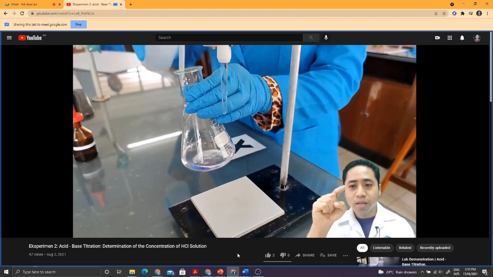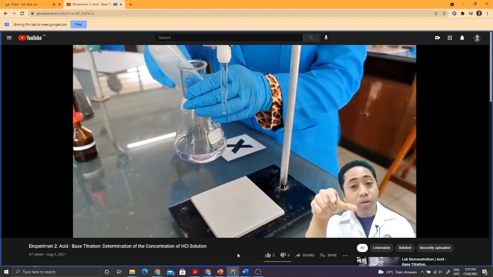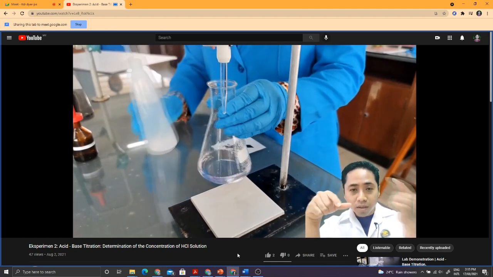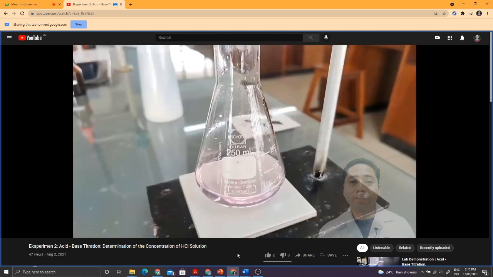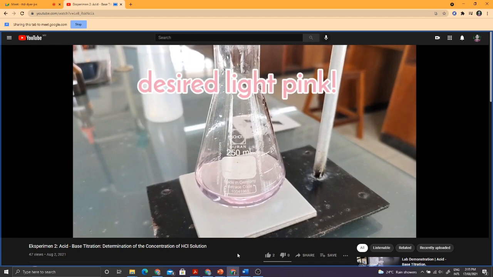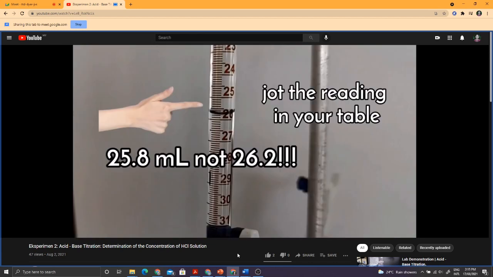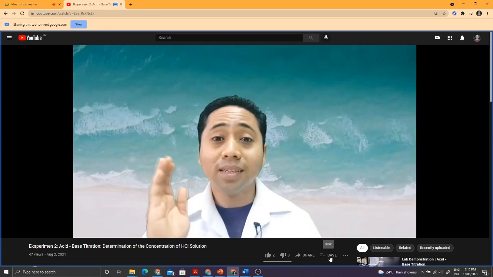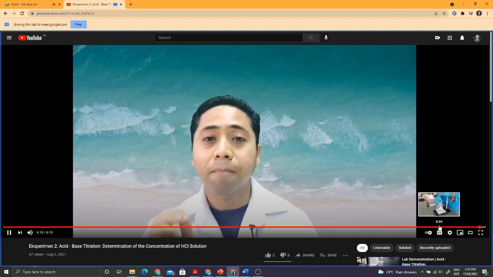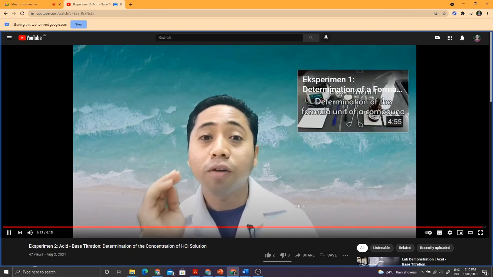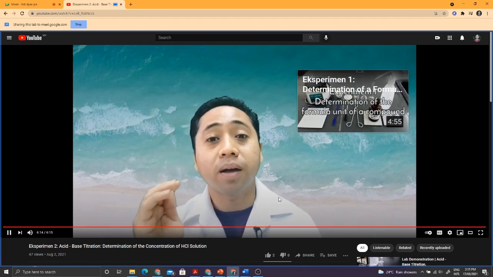When one drop falls and it turns to pink, take your conical flask out, rinse the wall with distilled water, and continue titration. For part C, you want to find the concentration of hydrochloric acid. Now, the procedure will follow the procedure of part B.